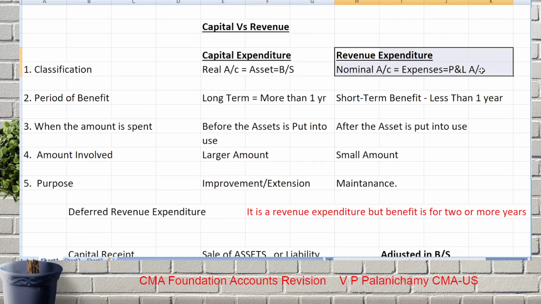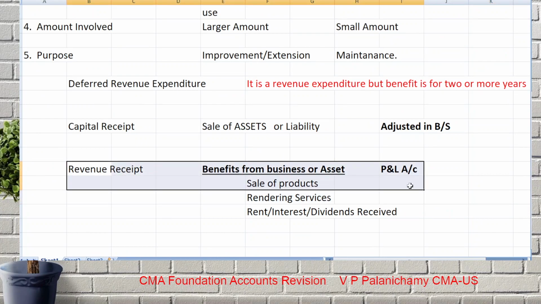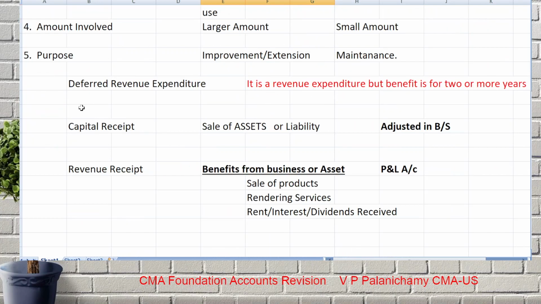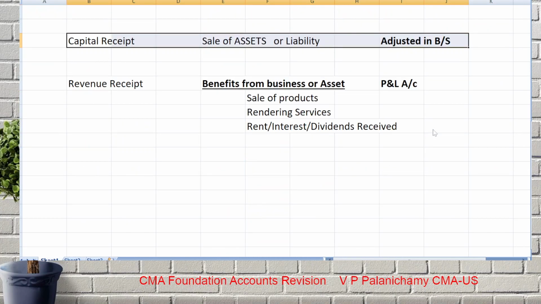Here revenue expenditures are taken to P&L account, and revenue receipts are also recorded in which account? P&L account. That is what is called as matching concept. Clear? Income of the year should be matched with what? Expense of the year to find out profit or loss. Similarly, capital expenditures are recorded in which one? Balance sheet. Capital receipts also are recorded in balance sheet. Take up this.